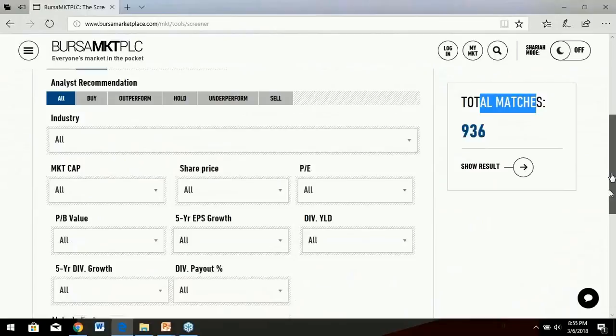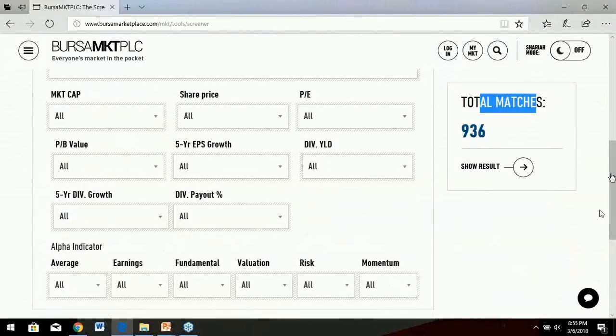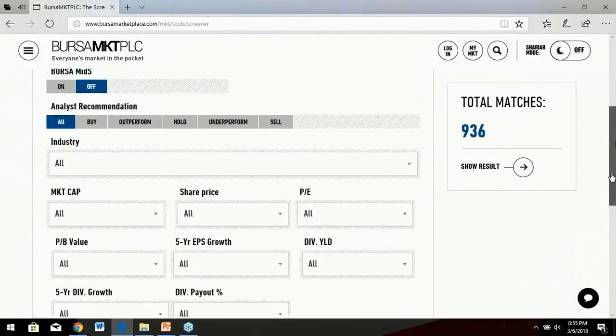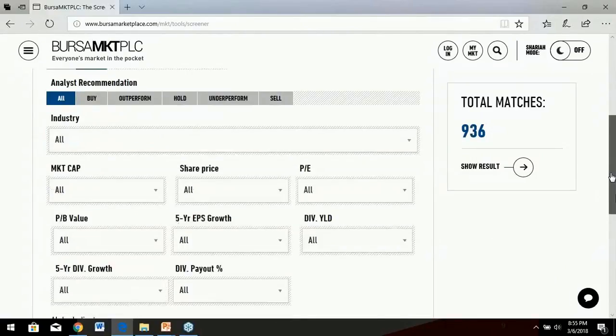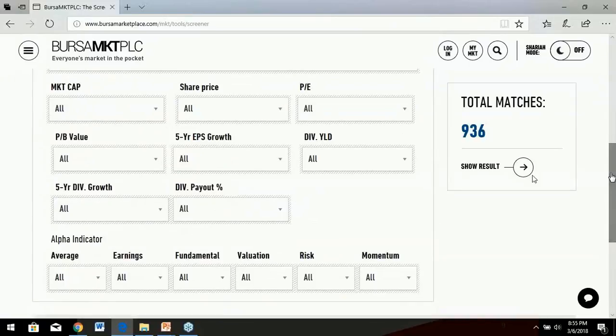Okay, so since we haven't even started to use this filter, this screener, the total matches will be 100% of the stock, which is 936. Okay, so don't bother about all these things. If you're a dividend investor, the number one thing that you should look into is this, dividend yield.